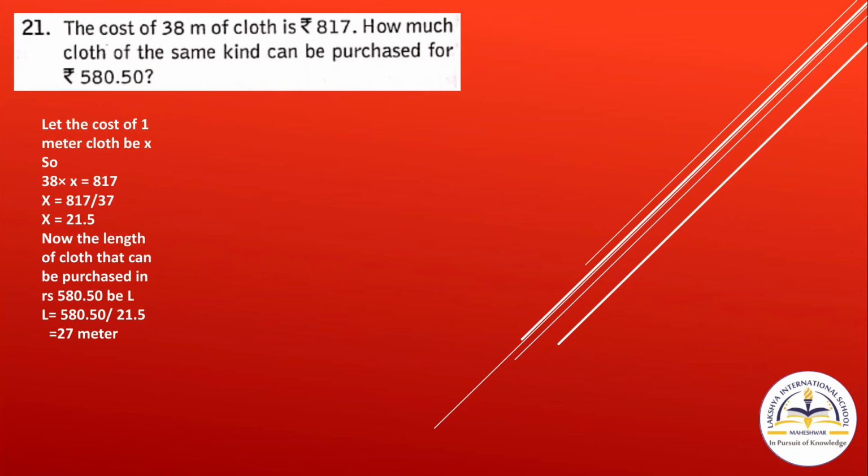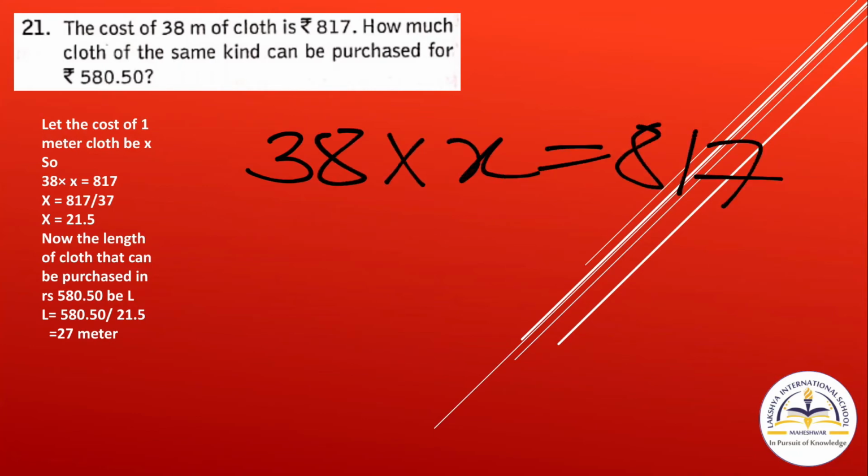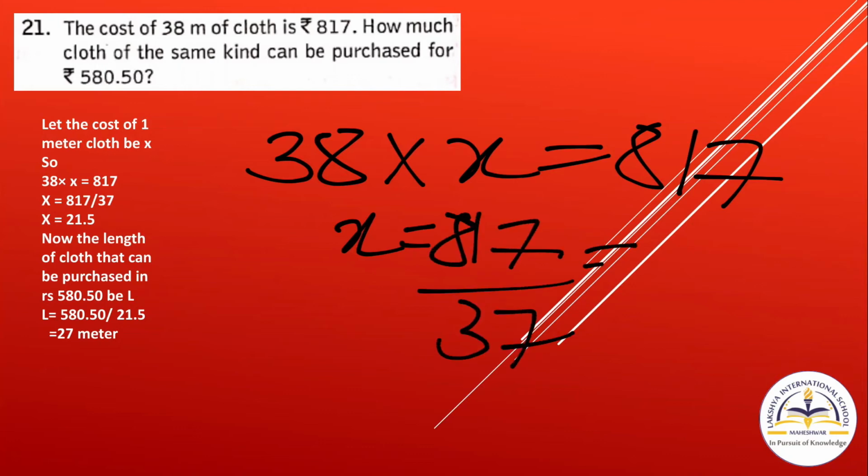Now question number 21. The cost of 38 meters of cloth is rupees 817. How much cloth of the same kind can be purchased for rupees 580.50? Now let the cost of 1 meter of cloth be x. So 38 multiplied by x equals 817. Now x equals 817 divided by 38. Now when you divide, you will get 21.5.